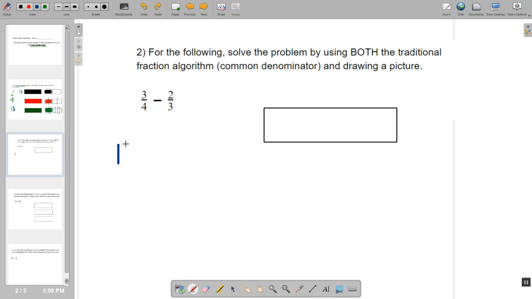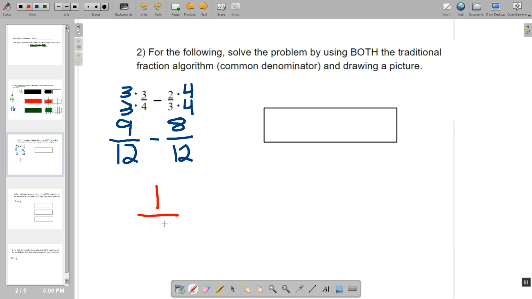Here we go. 12ths minus 12ths. So I can create 12ths by multiplying both of these numbers times 3, and I can create 12ths by multiplying both of these numbers by 4. 3 times 3 is 9. So we have 9/12 is equal to 3/4. 2 times 4 is 8. So 2/3 is equal to 8/12. 9/12 minus 8/12 is going to be equal to 1/12, which already is in simplest form.